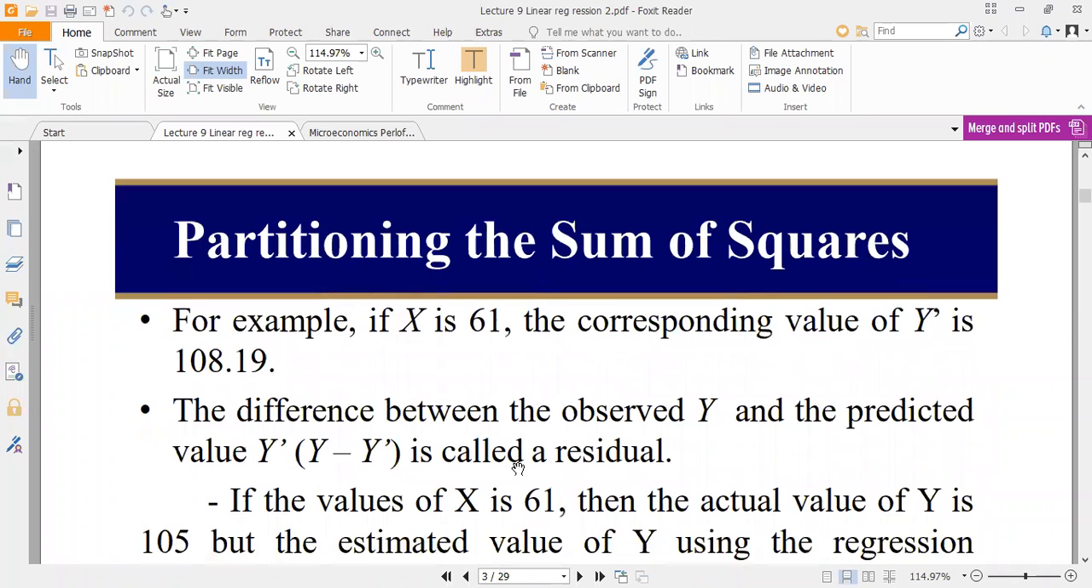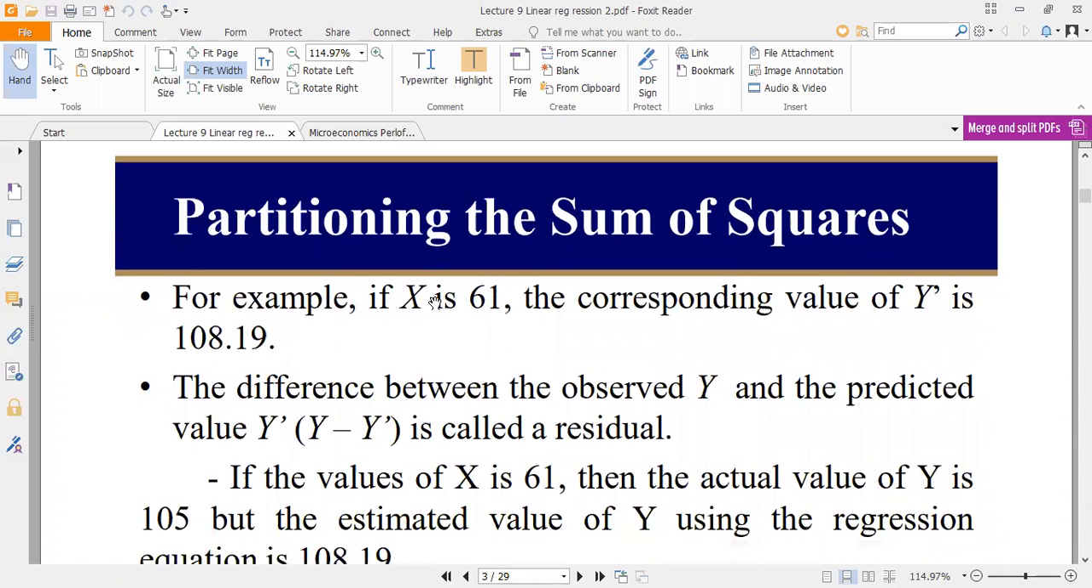So for example, if you go to the table and you pick x is equal to 61, and you substitute this into the regression model, you get y prime to be 108.19. Okay, 108.19. But as we said last week, there's always a difference between the actual value of y and then the estimated value of y, what we call the error term or the residual.